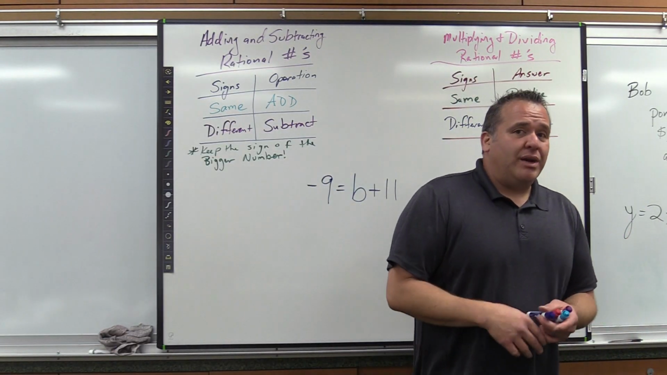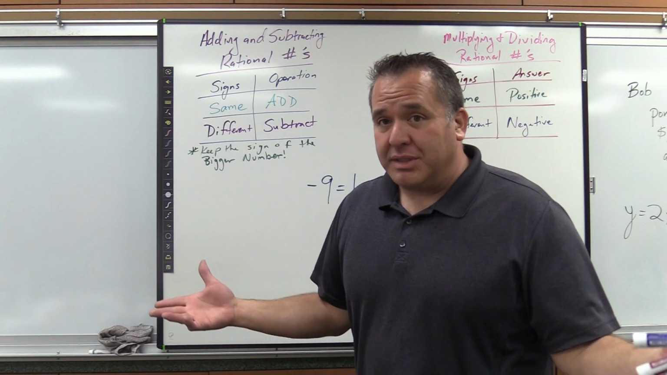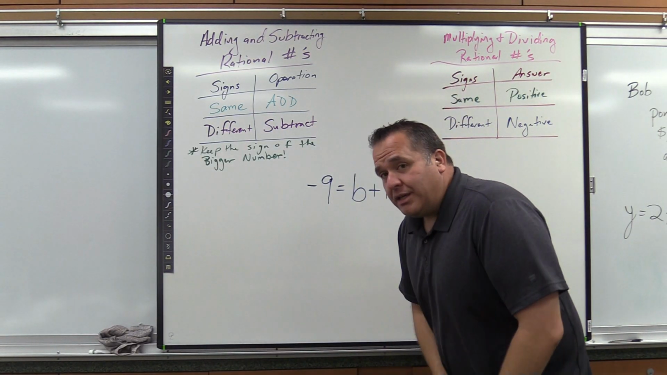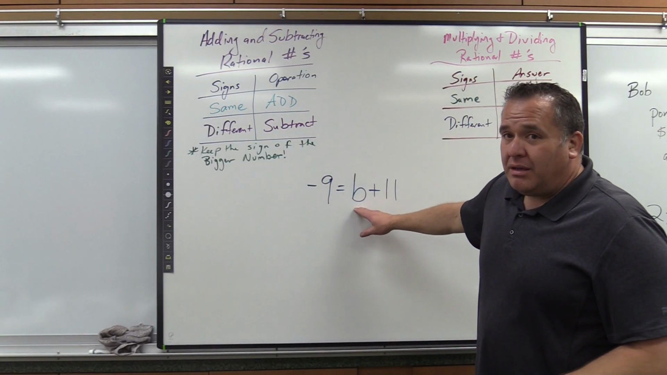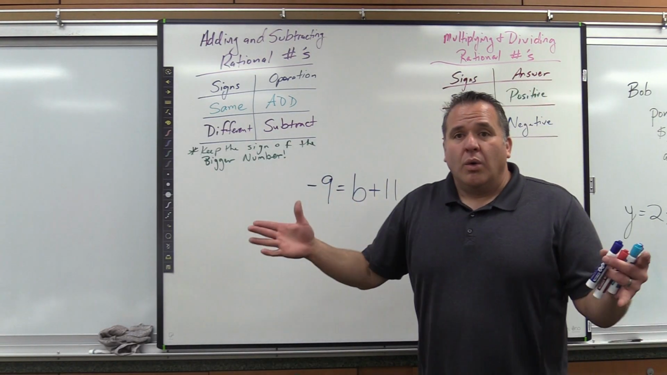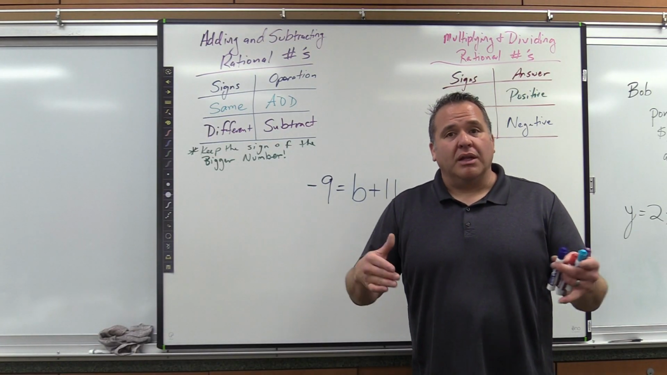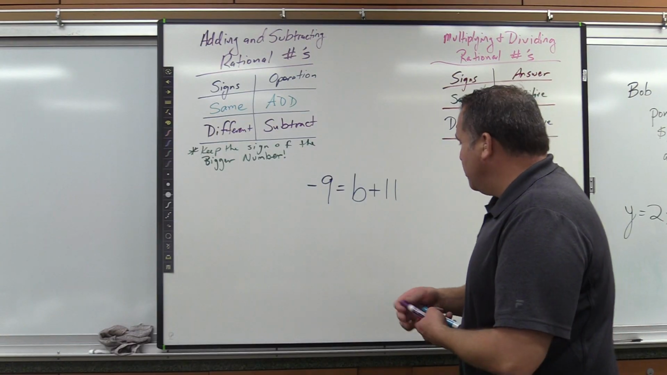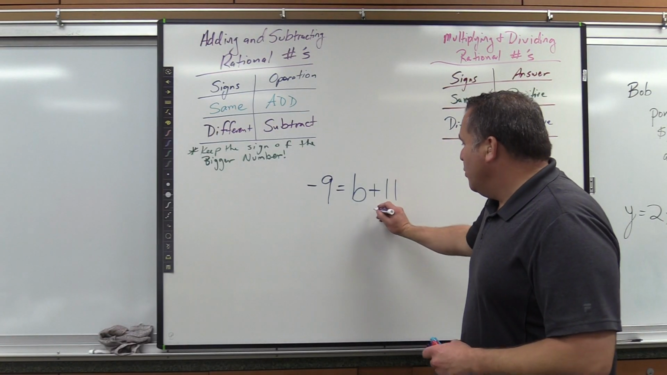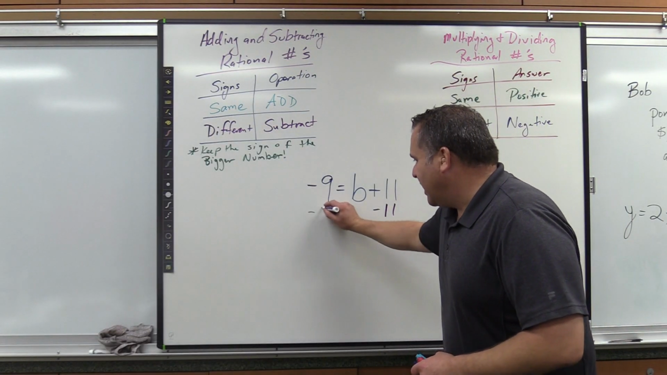The inverse operation is a very fancy way of saying the opposite operation. So the question now is, if 11 is being added to the b, what is the opposite of plus 11? Minus 11. So what we're going to do now is take this plus 11 and subtract 11 from both sides, like so.